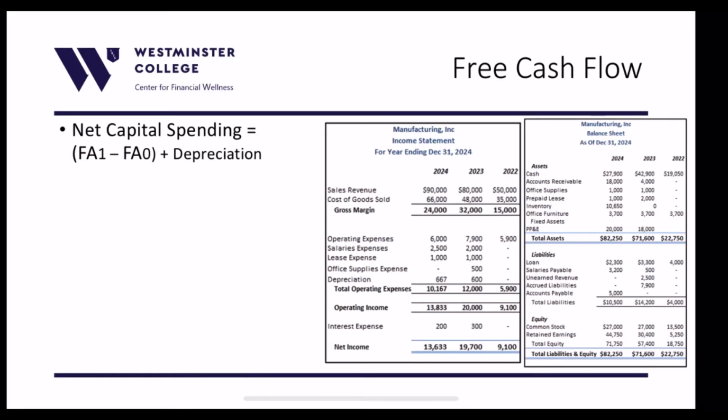And now we'll take a look at net capital spending. And so that's the difference between the fixed assets in the current year and the previous year. And then you also add in the depreciation. And so you can see from the example that the current year's fixed assets are $20,000 and the previous year's fixed assets are $18,000. So you can see that they've spent $2,000 on fixed assets. And then also if you look at 2024's depreciation, which is the next portion of the calculation, you add back in the $667 from that line of depreciation, which gets you a final net capital spending of $2,667.